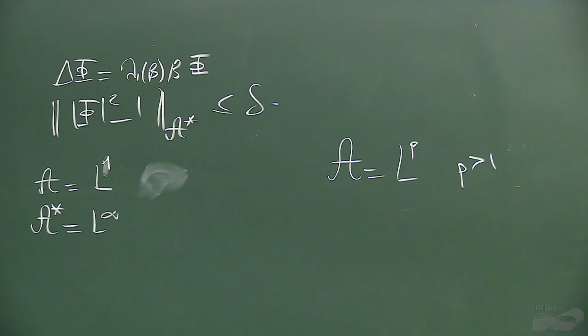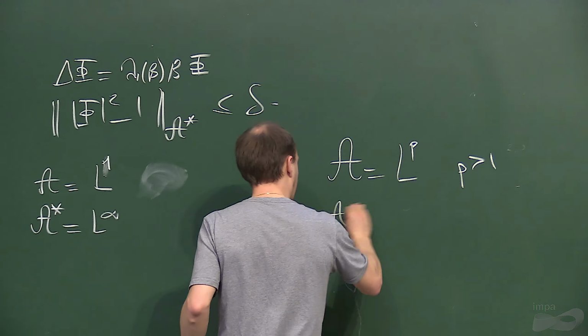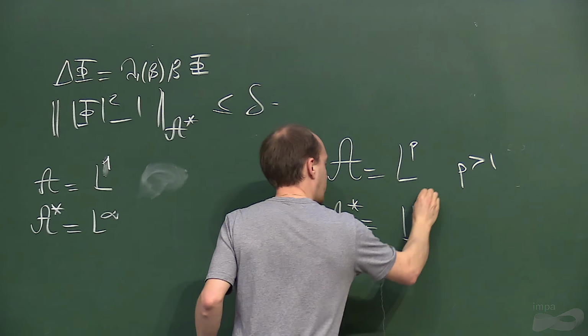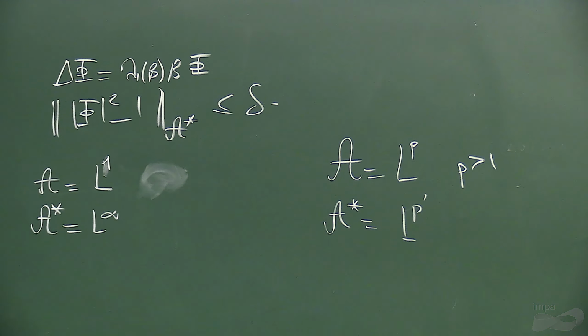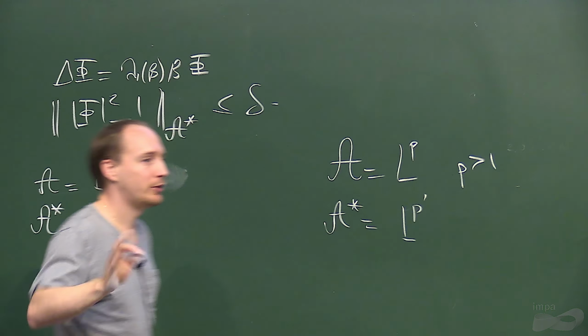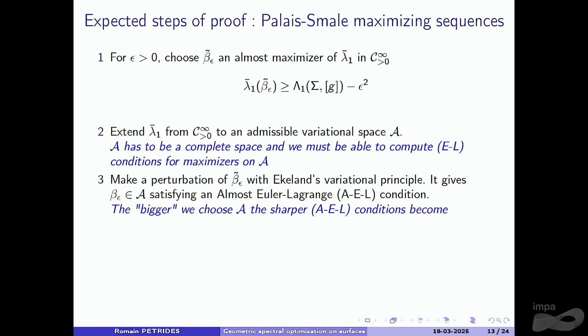The Euler-Lagrange condition can be formulated because you have compactness of the embeddings and you can define the eigenfunctions and so on. This time, A star is equal to L^p prime, but it's not L infinity. It can be p prime very big, but not infinity. And that's not sufficient to make this sequence converge in some sense. So A is not as big as we want, and this space is not as small as we want in some sense. You would like to be very precise in the choice of A. That's the idea behind that.